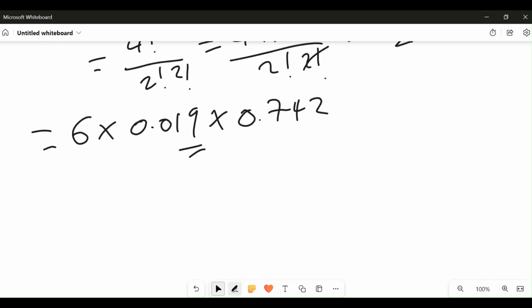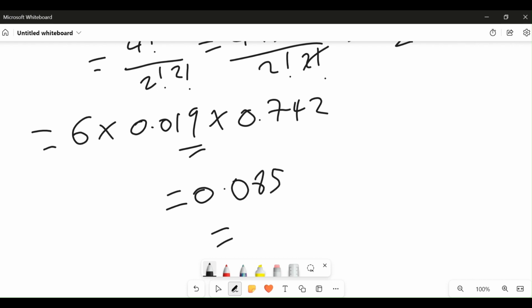All right, so when we multiply all these together, what do we have? 6 times 0.019 times 0.742. All right, so what we have is 0.085. It means that the probability is 8.5%. So therefore we are able to calculate the probability of when s is equal to 0, when s is equal to 1, and when s is equal to 2. All right, that's the second task we are asked to perform in this question.